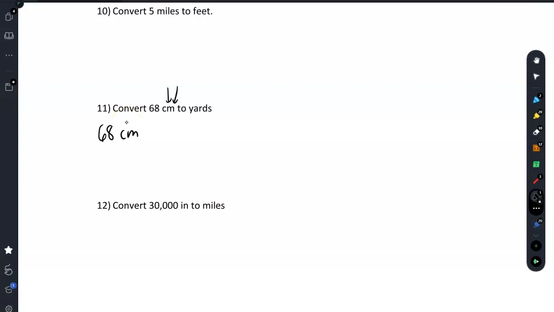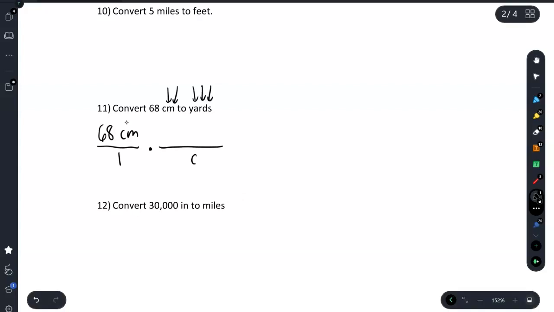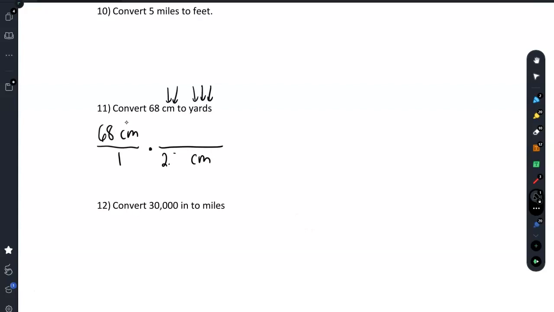I've been using centimeters, but centimeters is a metric unit, and I'm going from a metric unit to a standard unit, so that's why I'm going to do this type of dimensional analysis. So 68 centimeters, put it over 1. I know that I'm going to need centimeters on bottom. The only thing that I have from my chart above is 2.54 centimeters is equal to 1 inch.